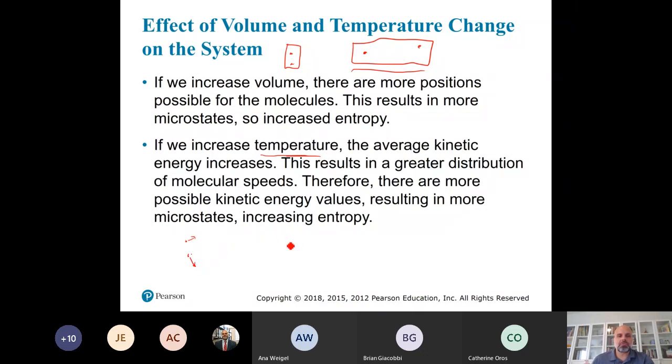If you warm the system up, one molecule is moving very quickly, the other one just a little bit more quickly. But that increased temperature allows them to move to many more different locations over time. And that increased temperature is therefore going to increase entropy.